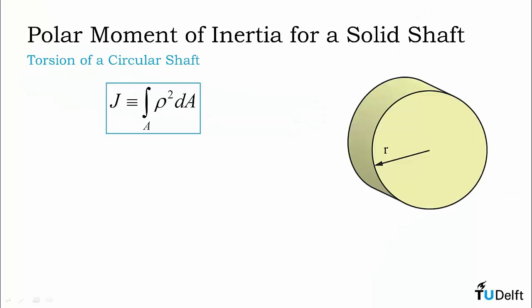Let's first take a look at the polar moment of inertia for a solid circular shaft. The polar moment of inertia of a shaft is defined as the integral over the domain of the cross-sectional area of the shaft, of the elemental area dA multiplied by its radial position from the axis of the shaft squared. For this derivation, we will designate the radius of the shaft as r and the radial position as rho. If we consider a small change in radial position, d rho, and sweep this small change in radial position around the axis of the shaft, we define an element of area shown here in purple.